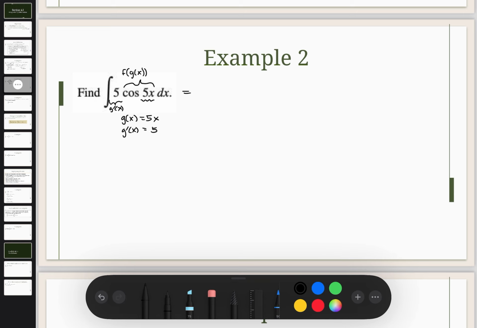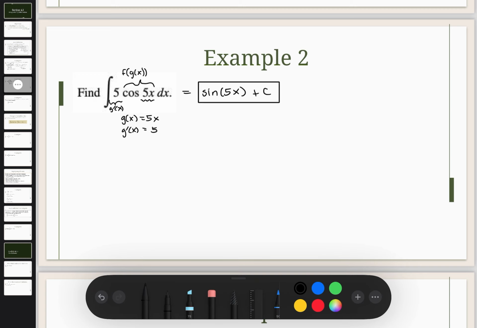When you see that pattern, then you can just leave that inside function, that 5x, alone, and just integrate that outside function. So what's the integral of cosine? It should be sine. I'm going to leave that inside function alone, sine 5x plus c. Okay, so that is our answer for this one right here.